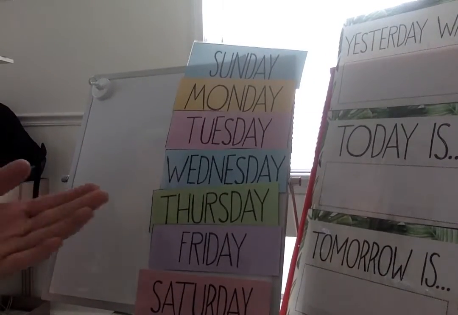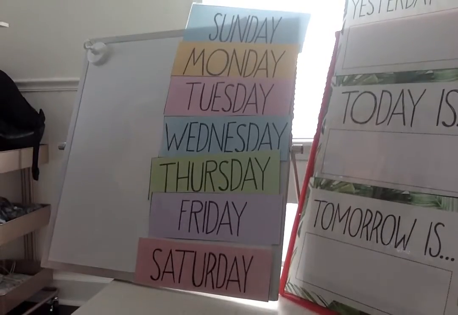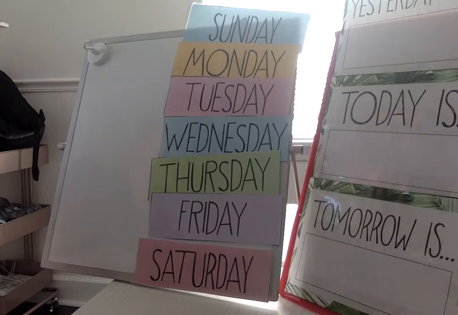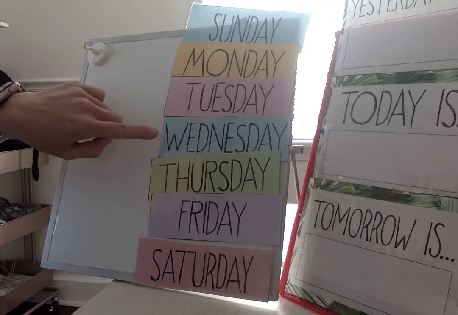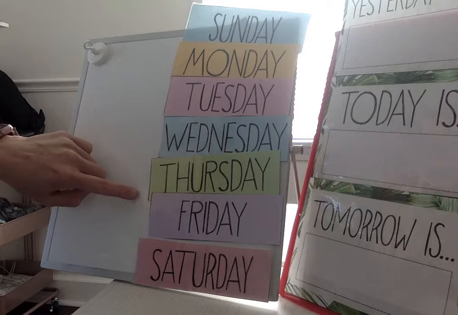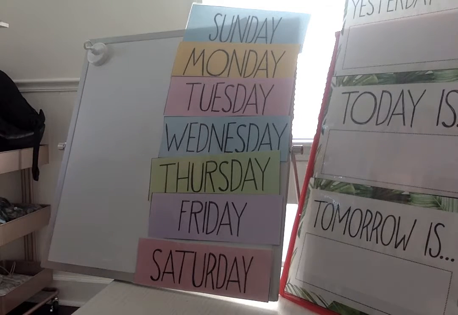Days of the Week. Days of the Week. There's Sunday and there's Monday. There's Tuesday and there's Wednesday. There's Thursday and there's Friday. And then there's Saturday. Days of the Week.